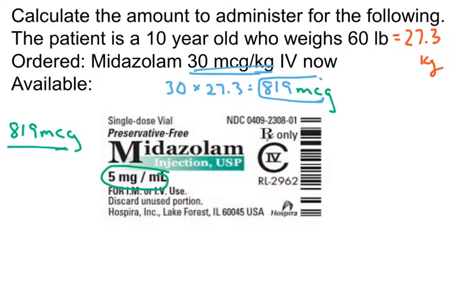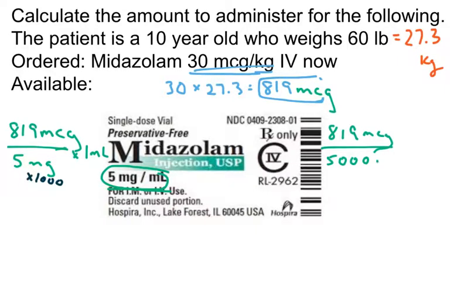So he's getting 819 micrograms. And what you have available, where'd my available go? Right here. 5 milligrams per 1 mL. But then you notice the problem. One says microgram, one says milligram. You can change either. I'm going to go ahead and change my milligrams to micrograms by multiplying by 1,000. So then my problem would be 819 micrograms over 5,000 micrograms times 1 milliliter. And since they match, they can cancel.